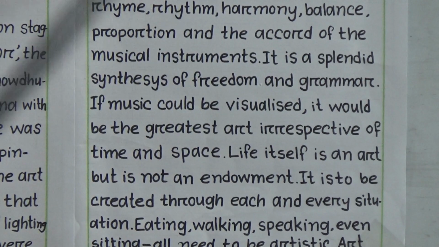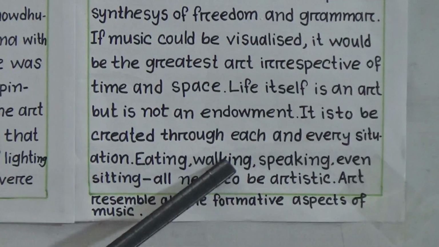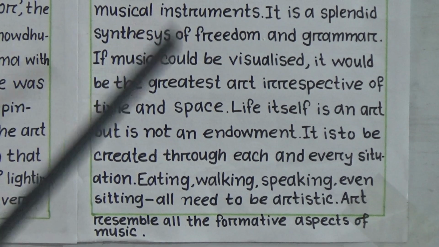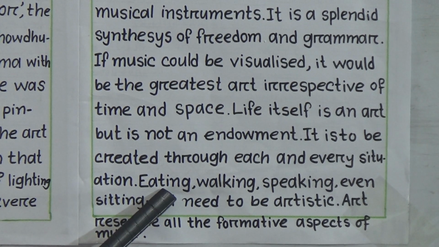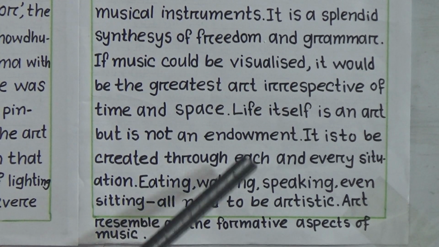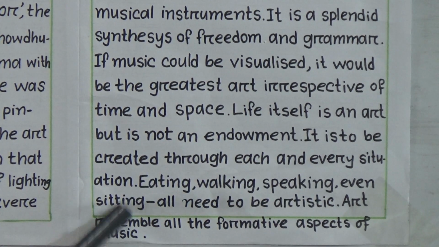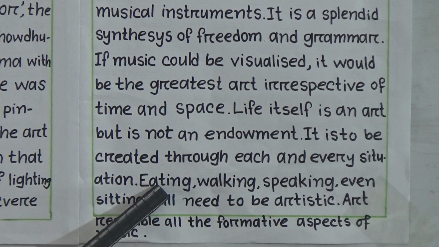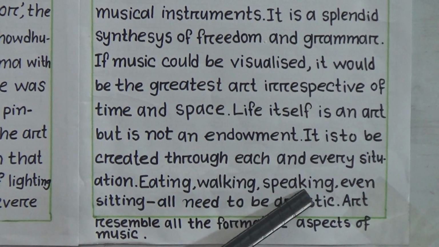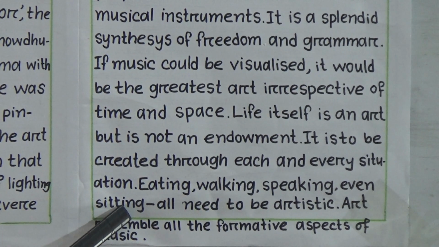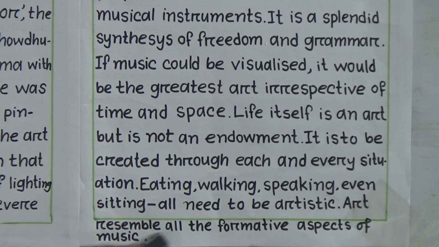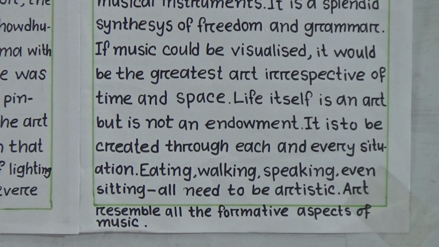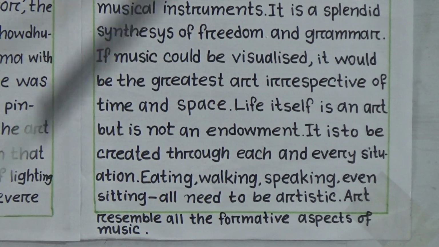So we need art in every space, whether we eat, walk, speak or sit. You know, there are lots of manners. A child never knows how to eat, how to walk, how to speak or how to sit. But when we grow up, gradually we know how to eat, how to walk, how to speak to others, and how to sit with manners. So all these are artistic. Art resembles all the formative aspects of music. Students, these are the answers for our creative question 2.